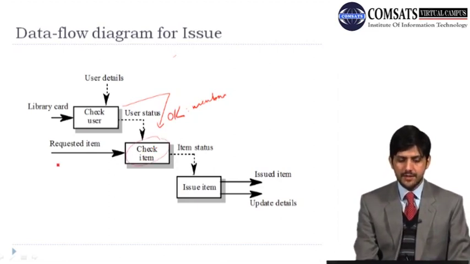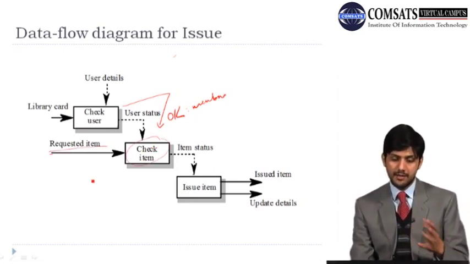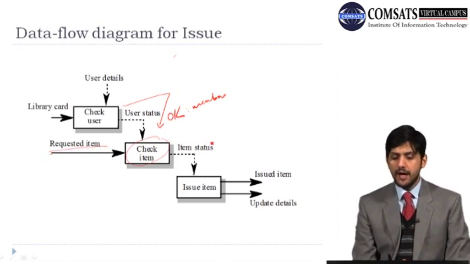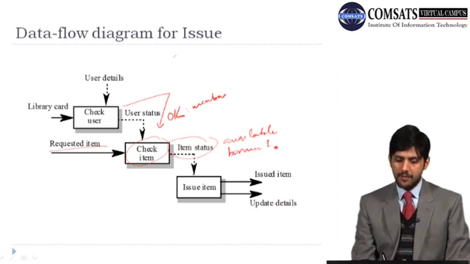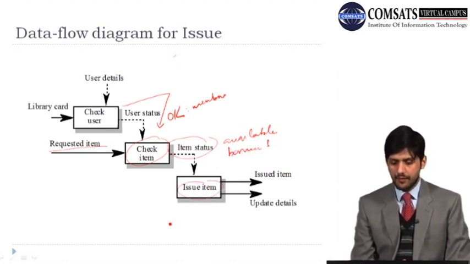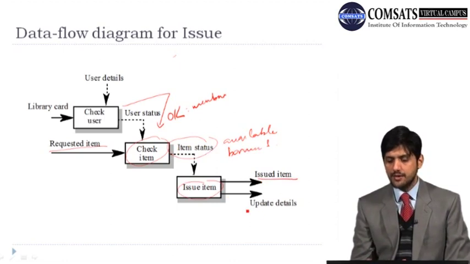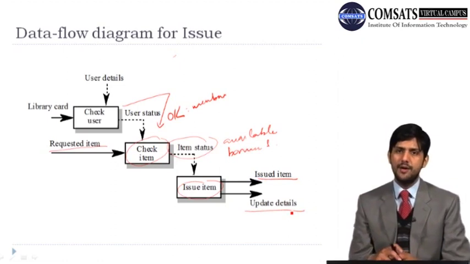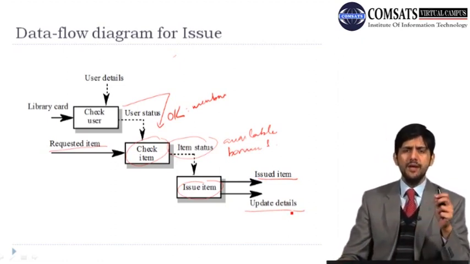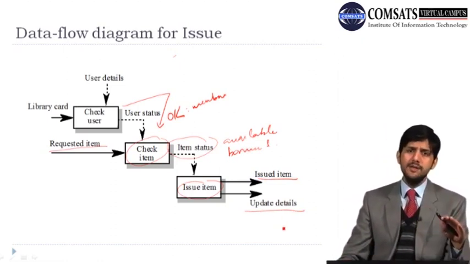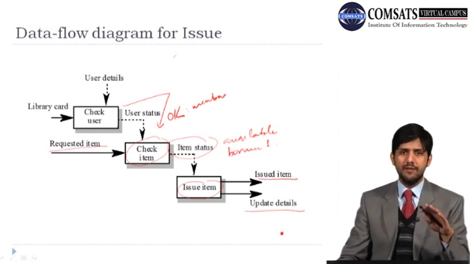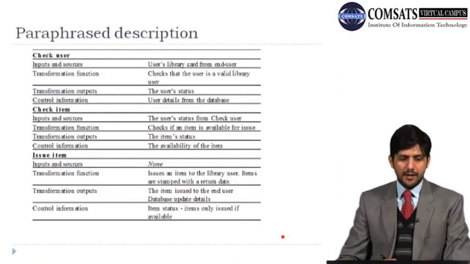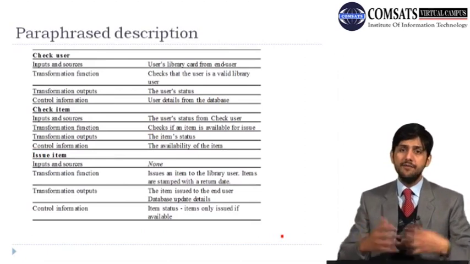Then we check the item. So let's say you look for a particular item in the system, and then you find the item status, whether it is available or whether it is borrowed or not, and depending on that you issue the item. If the item is issued, then your details are also updated that this user has issued another book. So you can look at these models, and you can also validate these models, whether they are correct or not.